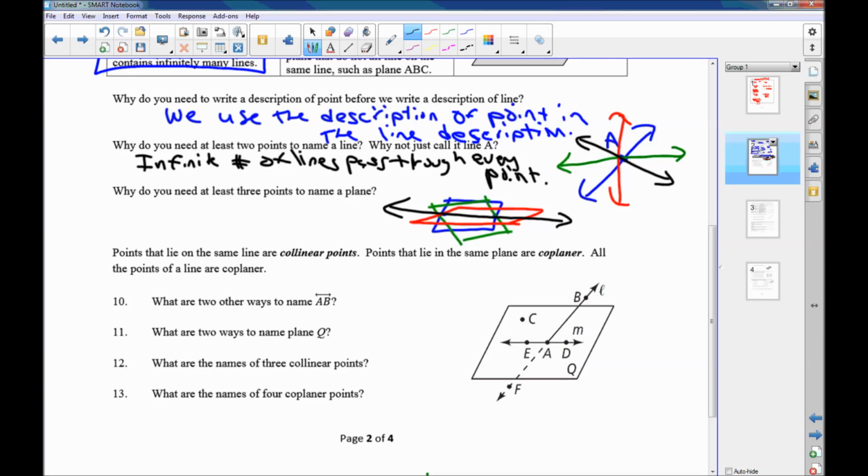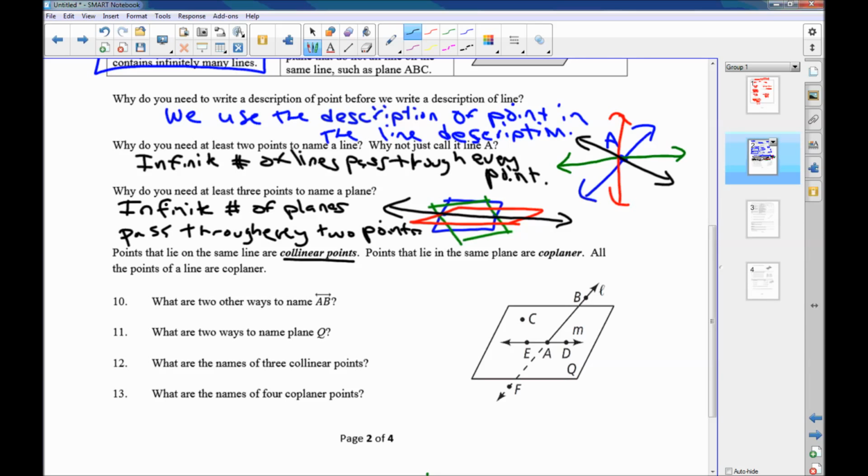Okay, so the more we add, the harder it is to see that picture. But kind of think about taking 3 or 4 pieces of paper and making them all intersect at the edge. And you can see how many planes would go through those 2 points that are on the edge. So this is the same problem as above, infinite number of planes pass through every 2 points.